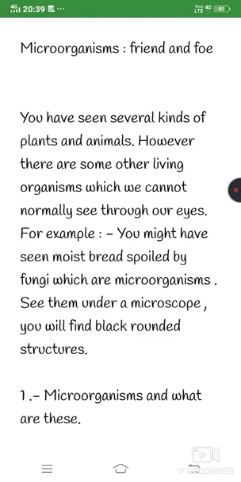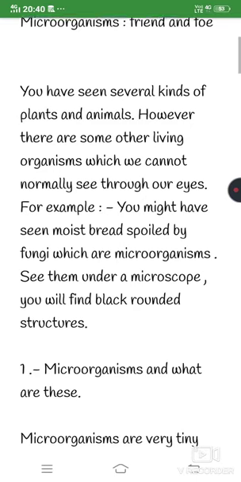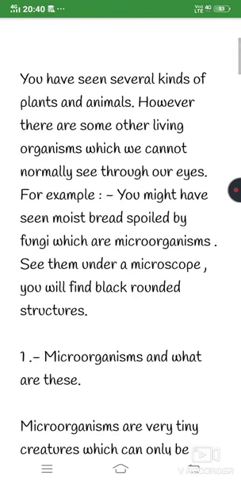You have seen several kinds of plants and animals. However, there are some other living organisms which we cannot normally see through our eyes. You might have seen moist bread spoiled by fungi, which are microorganisms. See them under a microscope and you will find black rounded structures.